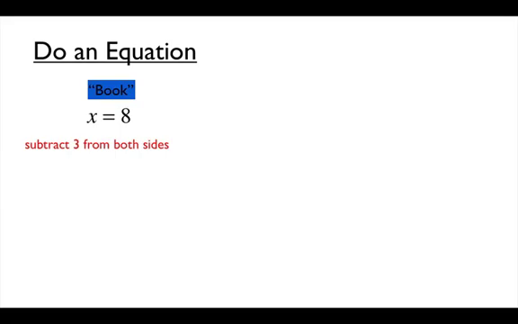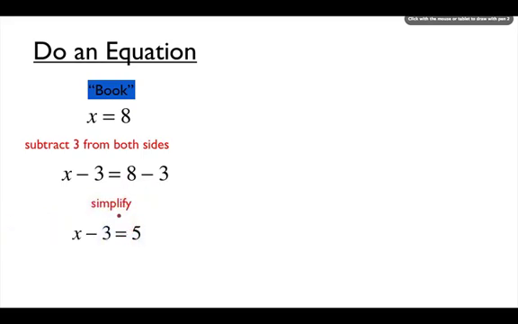In this example, they subtract 3 from both sides. So I take the equation and I'm going to take away 3 from both sides, as you can see here. Then I'm going to simplify, and this is what I get: x minus 3 equals 5. And this equation is what you see in the book. This is what you do for homework.